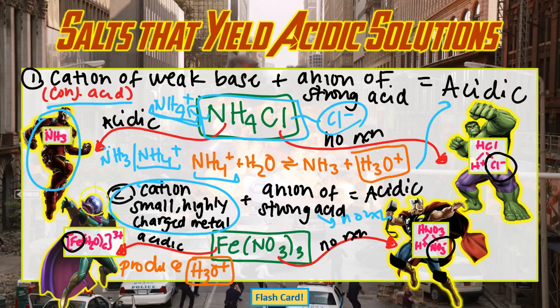For example, if we have Fe(H2O)6 3+, it's the Fe3+ that's going to form the complex ion and produce H3O+ in solution, causing it to be acidic, right? Whereas the NO3- from HNO3 is not going to have any reaction in water, as we see here. And an example salt would be Fe(NO3)3. Of course, our Fe is going to come from our small, highly charged metal, and our nitrate ion is going to come from our strong acid, HNO3.